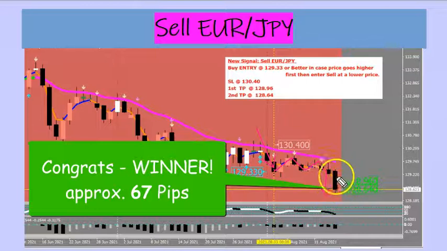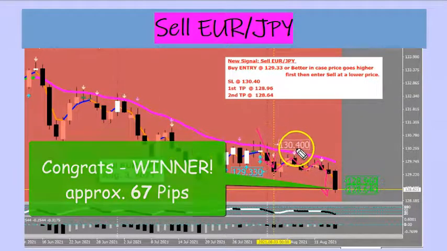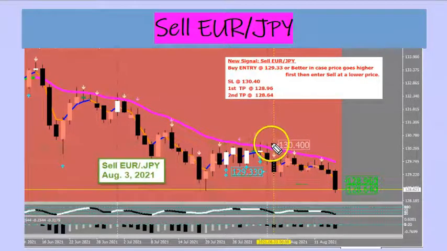And once price comes back down, hits our second take profit, you can now move your stop loss. Originally, guys, it was at 134. Your stop, it's part of our trading strategy and rules, guys. You move your stop loss just a few pips below the original entry, which is 129.33, guys. And I always suggest at least 6, 7 to 10 pips below the original entry.